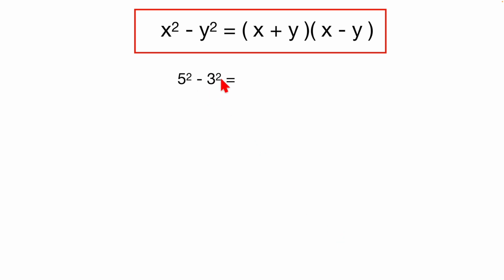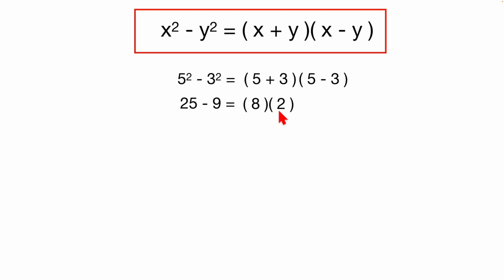5 squared minus 3 squared. So now x is 5 and y is 3. So this is 5 plus 3, this is 5 minus 3. Well, 5 squared is 25 minus 9. Okay, and this is 8 times 2. 25 minus 9 is 16, and 8 times 2 is 16. That's a relief. Does it work every time?